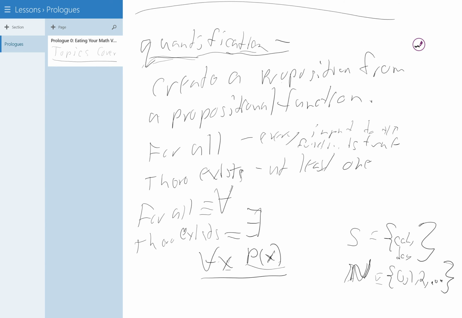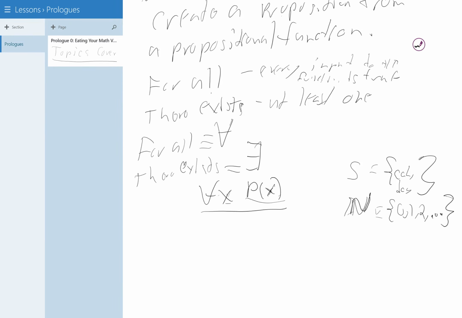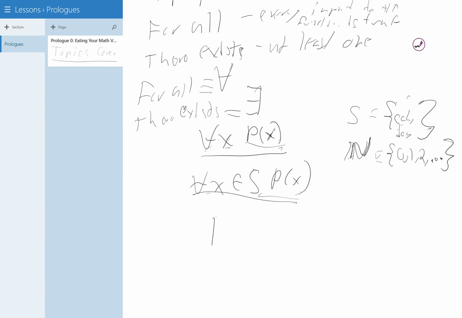A lot of the time you'll see something like for x an element of S, so you would say for all x in S, p of x. What that means is that you take each element in the set, plug it in, and this thing is true. That's what this is saying. For all x, p of x. Then there exists means that there's at least one thing in this set that will be true.